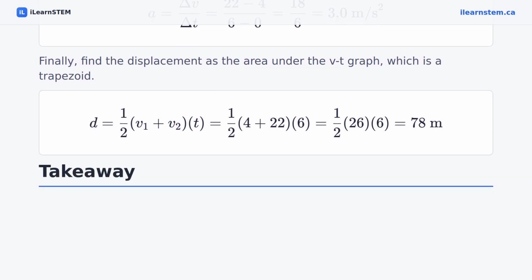The key takeaway is that for uniform acceleration, the velocity time graph is a straight line, and the displacement is the area under that line, which can be found using the trapezoid area formula.